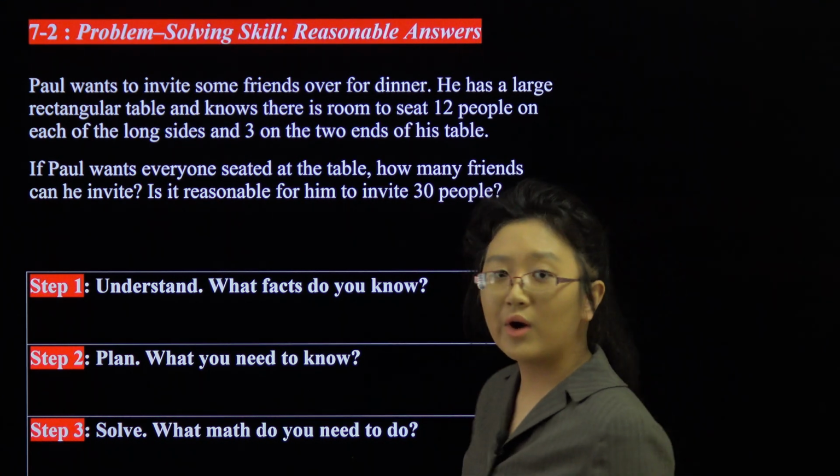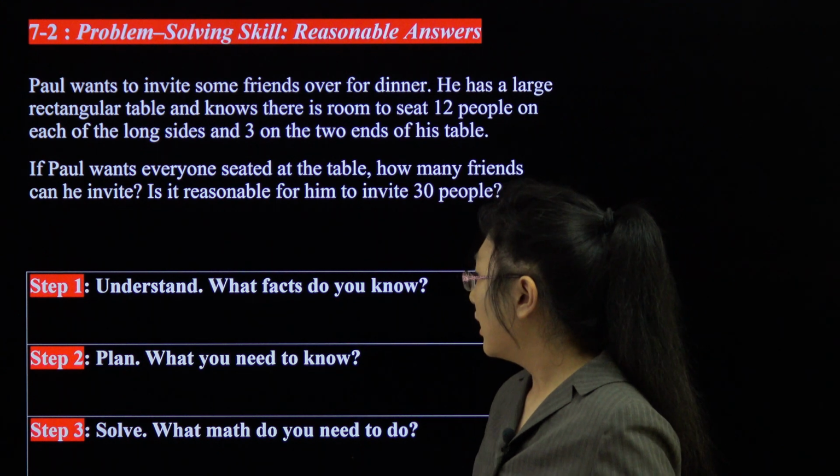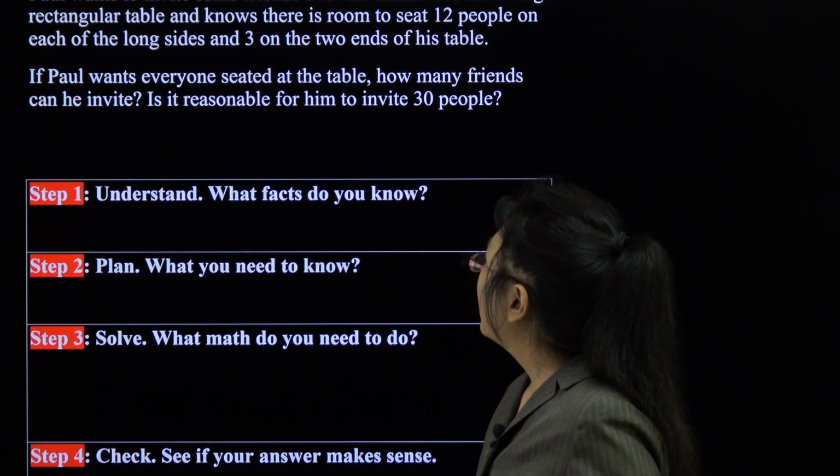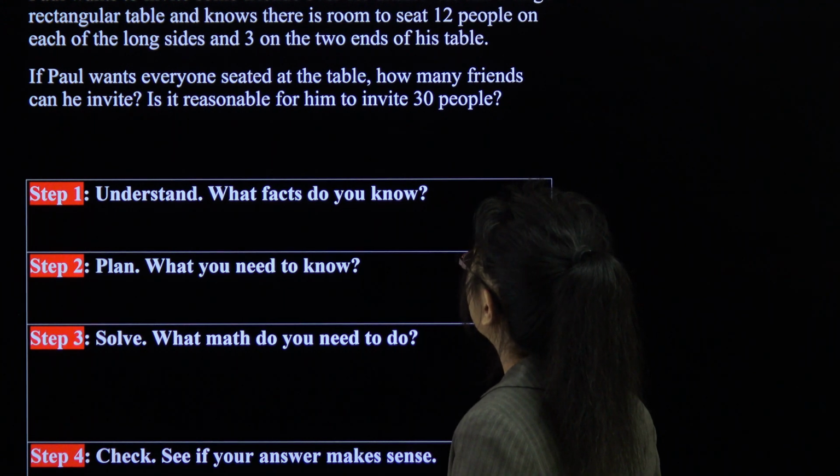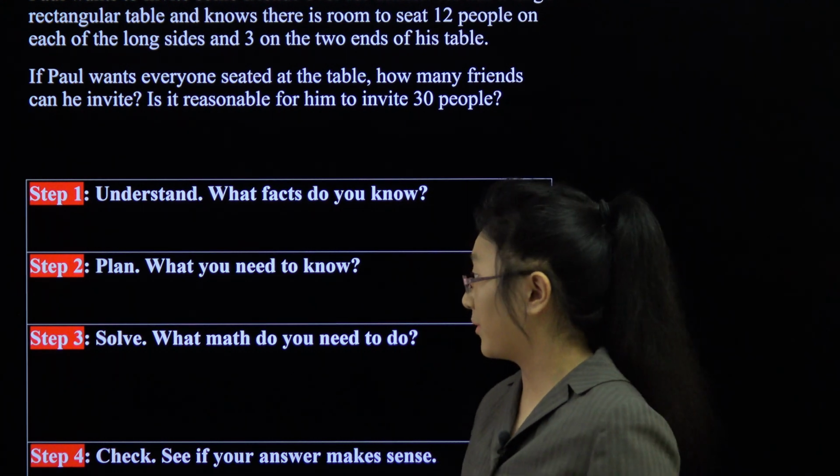So what do we know? We know how big his table is. What do we need to know? How many people can he invite? And is it reasonable for him to invite 30 people?